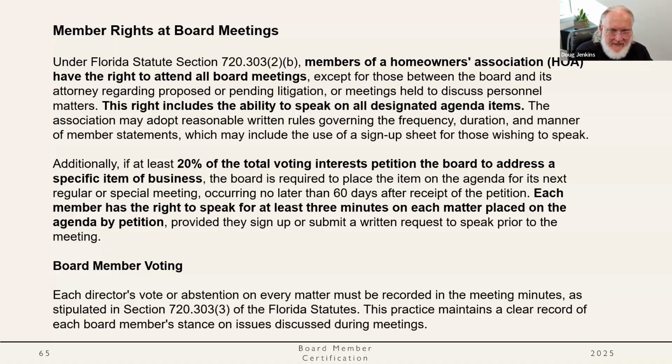Board member voting: each director's vote or abstention on every matter must be recorded in the meeting minutes. That's stipulated in 723.033. That practice maintains a clear record of how everybody has decided on all of the matters that the board votes on.